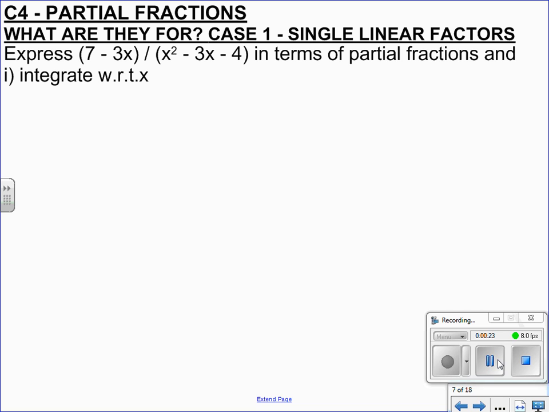So, partial fractions, what are they about? Essentially, in C3, you were putting fractions together, and that way you could differentiate them easier. You could solve problems easier if you set them equal to 0. In C4, however, we want to split fractions apart in order to integrate them or to use binomial expansion.